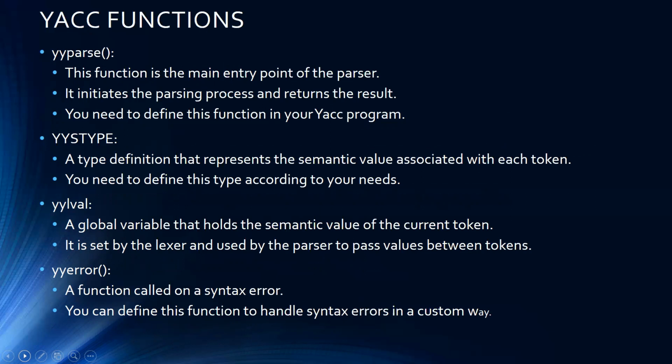yylval: the global variable that holds the semantic value of the current token. It is set by the lexer and used by the parser to pass values between tokens. yyerror: a function called on a syntax error. You can define this function to handle syntax errors in a custom way.